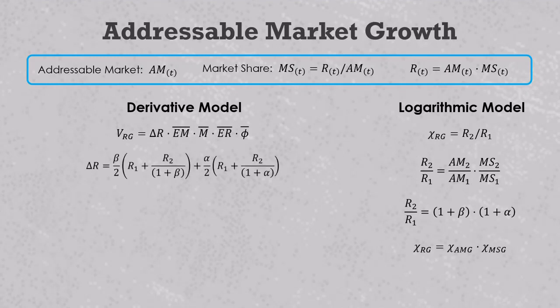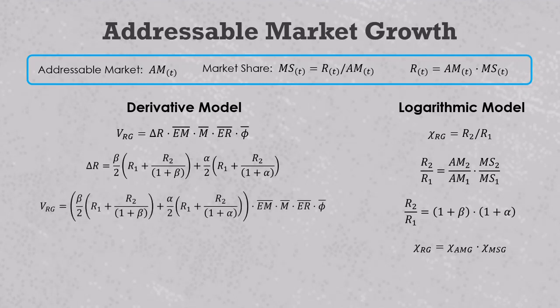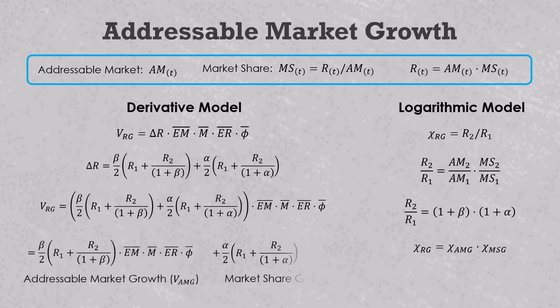In the book, I show that the addressable market part of revenue growth is equal to beta over 2 times the quantity R1 plus R2 over 1 plus beta. The market share part of revenue growth is equal to alpha over 2 times the quantity R1 plus R2 over 1 plus alpha. These two terms always add up to delta R, and when you plug them into the revenue growth formula, you get two new value drivers, one for addressable market growth and one for market share growth.